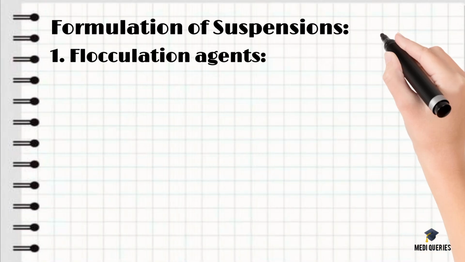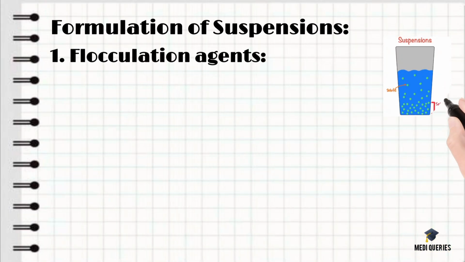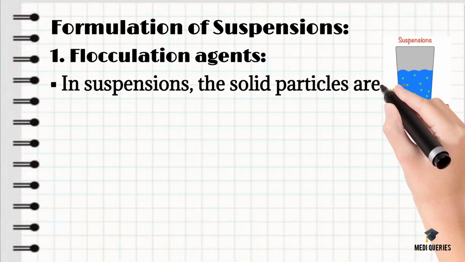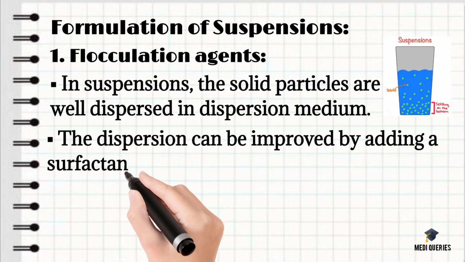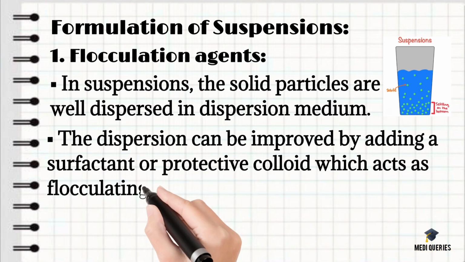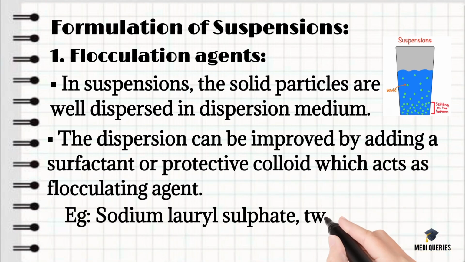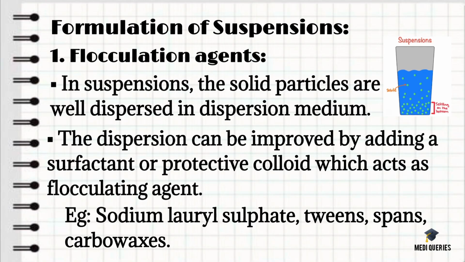And next one is the formulation of suspensions. Various additives are used in the preparation of suspensions, which include flocculating agents, thickening agents, wetting agents, preservatives, and organoleptic additives. We will see them one by one clearly. First, start with flocculating agents.